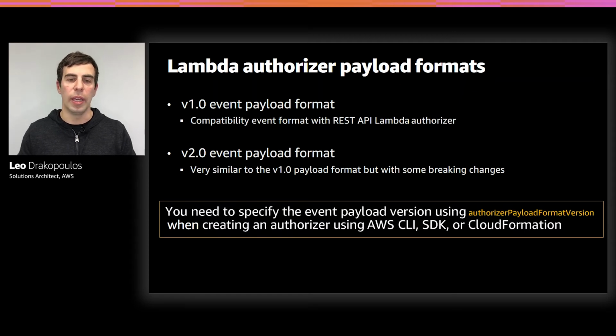For version 2 event payload format, it is very similar with version 1, but there are a few breaking changes there. So if you try to reuse existing REST API Lambda authorizers with version 2 event payload format, you might observe some breaking changes there. So it's important when you're creating an authorizer using the AWS CLI, the SDK or CloudFormation, you need to specify the event payload version. And you can do that by using the authorizer payload format version field, as you see here.